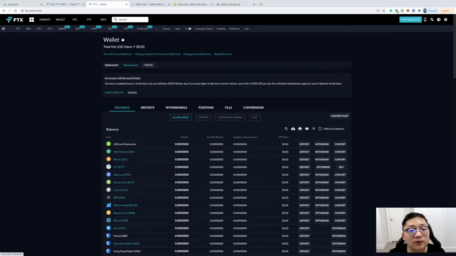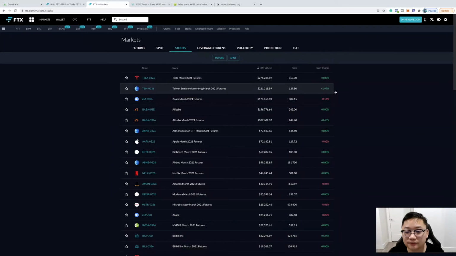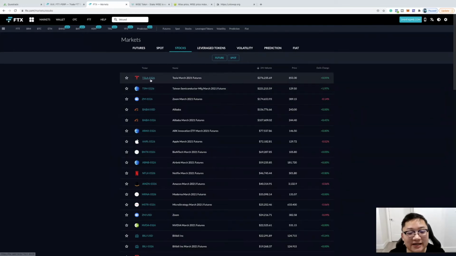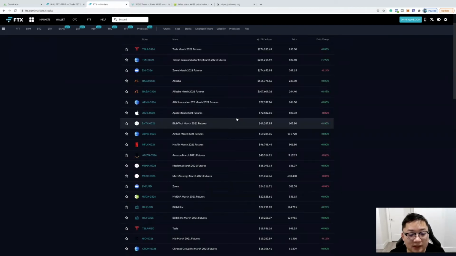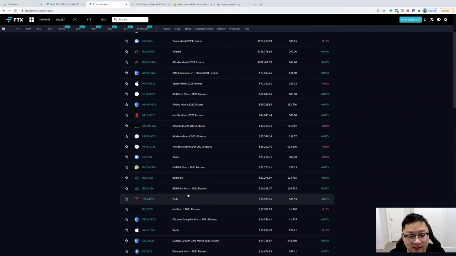I'm very excited about the trading stock feature, so I really want to show you guys this. You can trade Tesla literally right on this platform. You can trade Amazon, Apple right on this platform. It's insanity. Let's look at the Tesla USD pair.